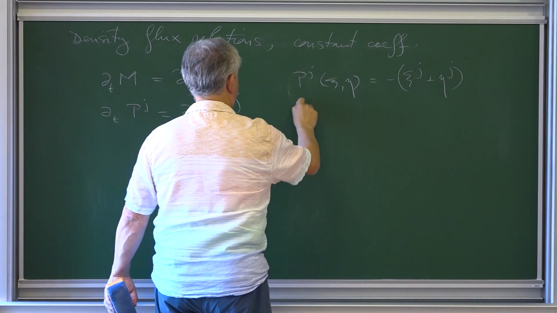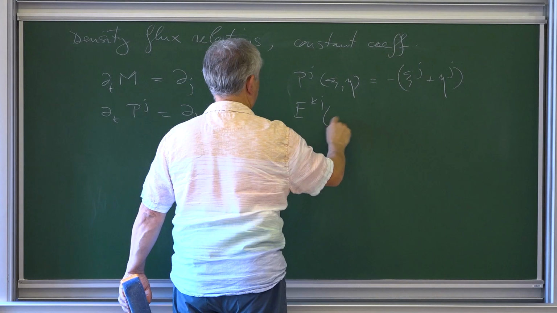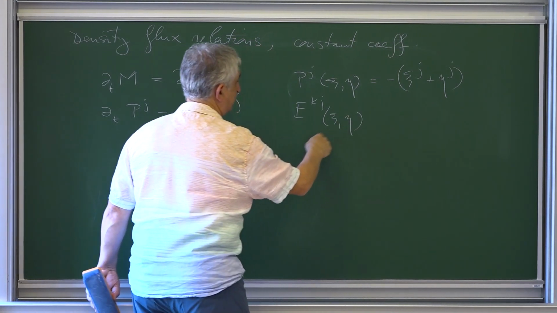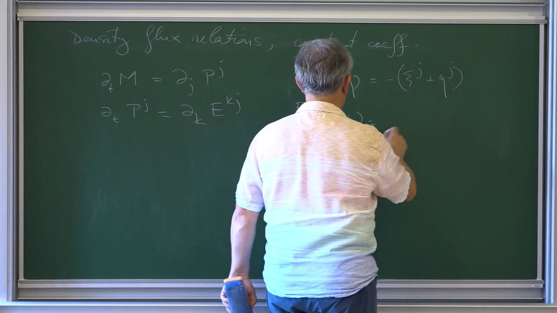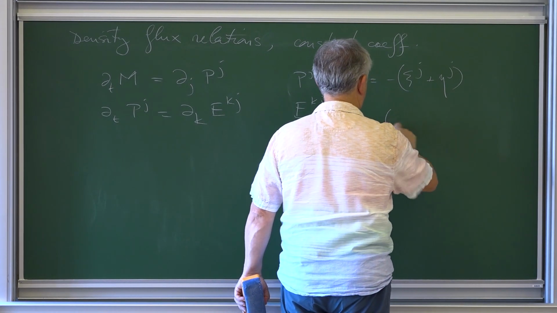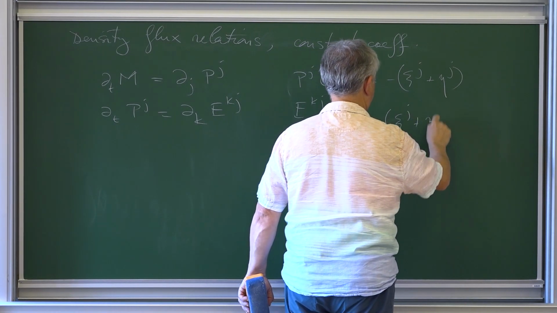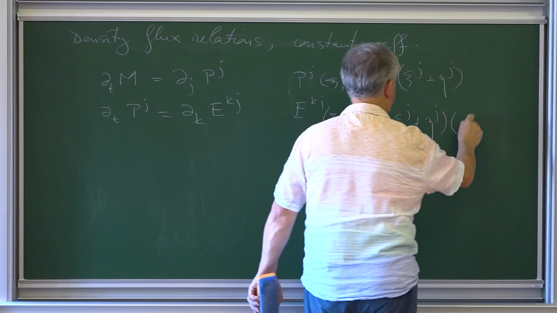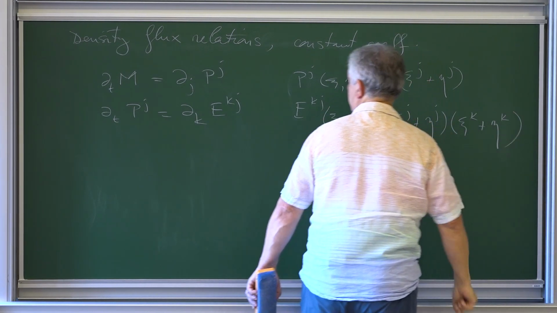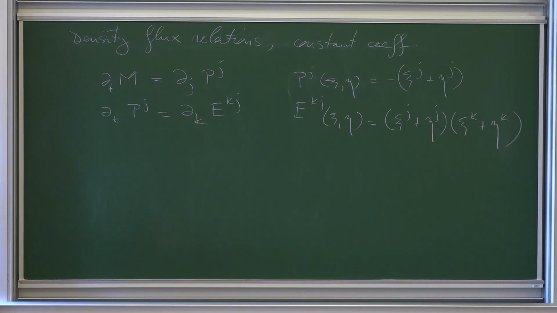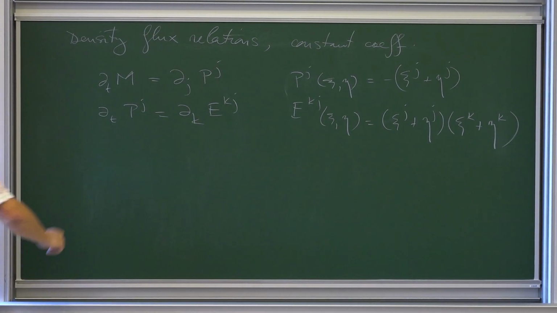And then the symbol of Ekj of psi and eta, these are the two frequencies, and now these are vectors, before they were numbers, is psi j plus eta j times psi k plus eta k. All right. So now these density flux relations are what go into the interaction Morawetz functional.